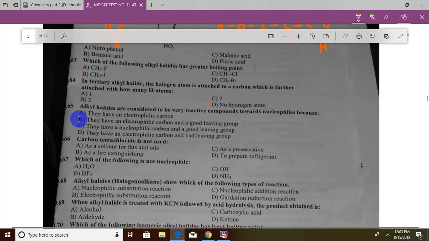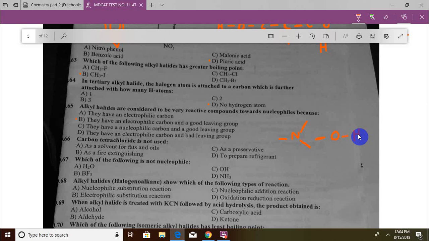So when we talk in terms of good or bad leaving groups, usually the good leaving groups are single atoms, like Cl, bromine, and iodine, whereas something like amine, NH2, or OH is a bad leaving group. The way I remember it is that it's a group that is made up of more than one atom.